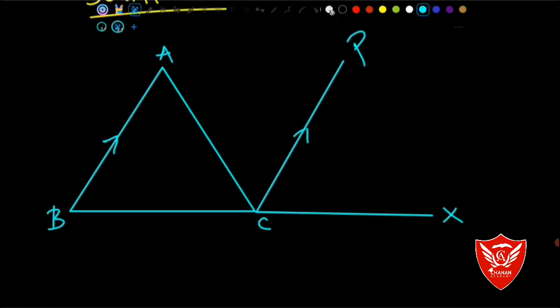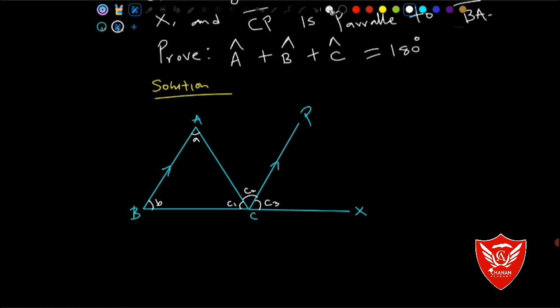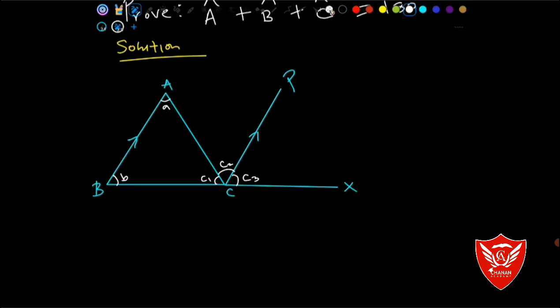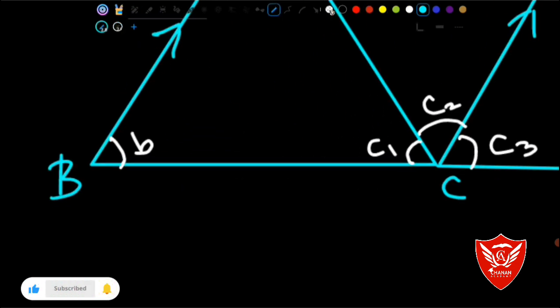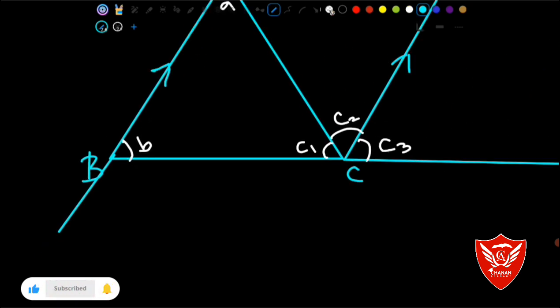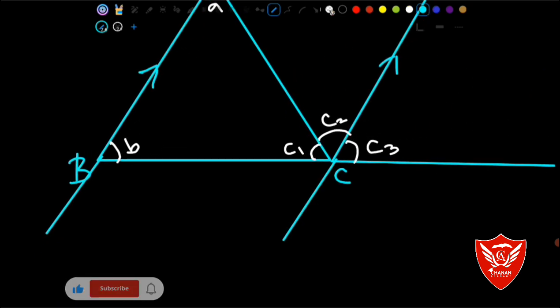So let's label. Alright, so we have angle A, B, C1, C2, and C3. Okay, so for us to be able to prove this, look at it very well. What do we do? So what's the first thing we should do? Now, we know that parallel lines have no ending. They are just going. So let's try to extend the two parallel lines. Let's take this one a bit down, and let's take this one down.